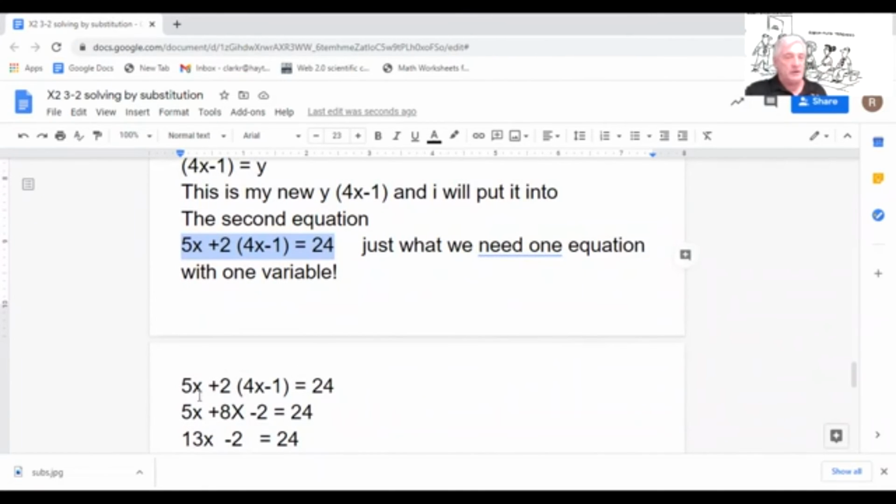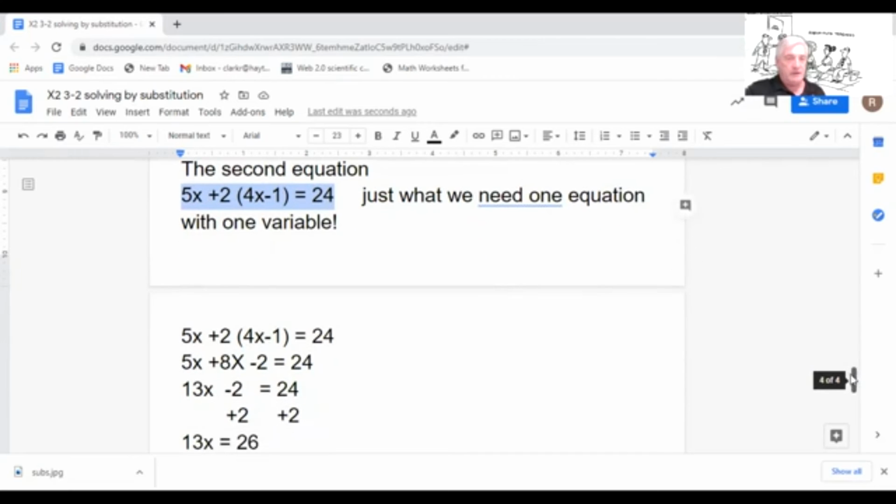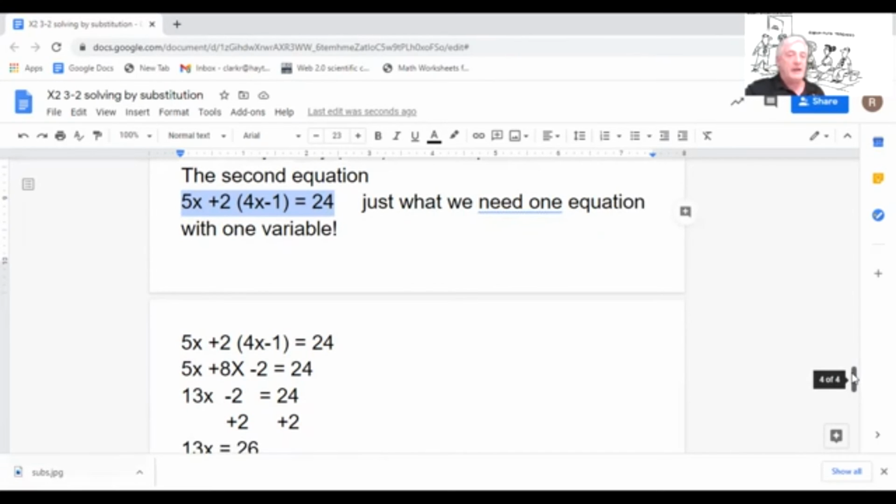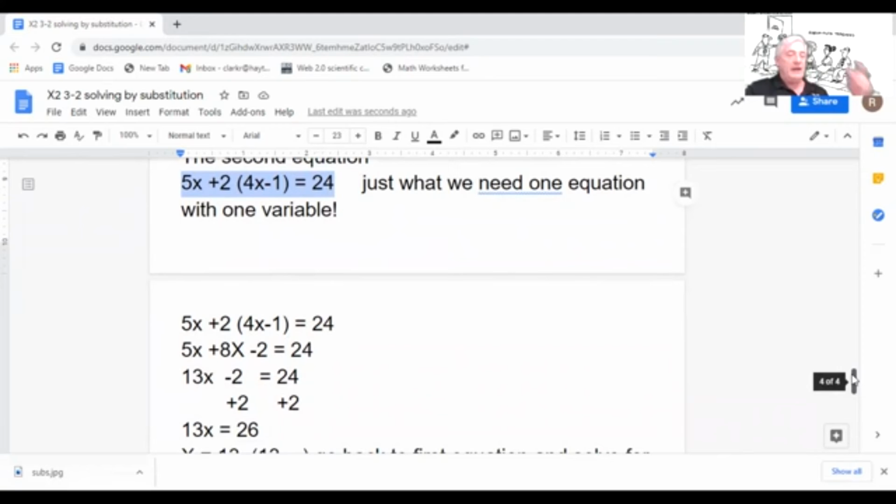5x plus 2, we're going to distribute the 2. We get 5x plus 8x minus 2 equal 24. Yeah, some of you are already ahead of me. 13, 5 and 8 combined like terms, minus 2 equal 24. We're going to add 2 to both sides. And yes, I know many of you are already ahead of me, aren't you? You got x equal 2.